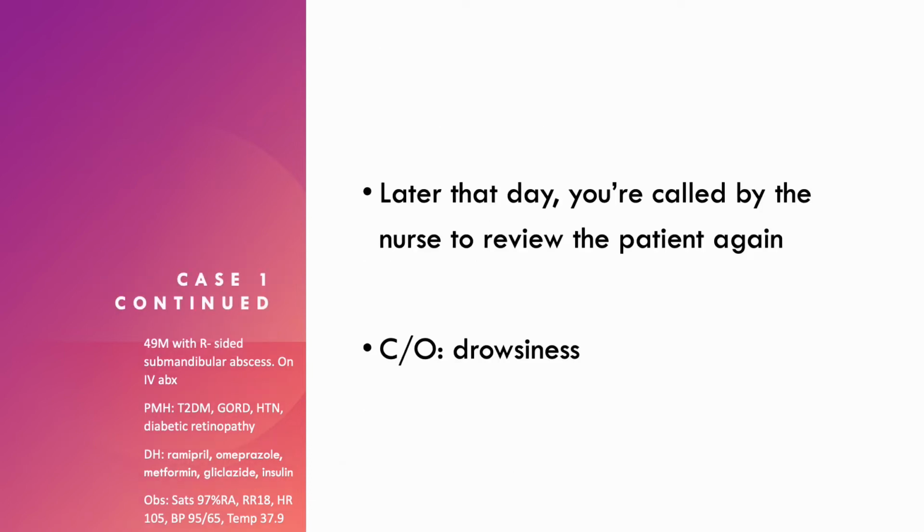Later that day, you're called again by the nurses to see the patient because they're complaining that he's drowsy. What do you think could be some potential differentials here? So you want to think about what's been going on. You can get an altered mental state in sepsis. The patient's also diabetic. Has the patient become hypoglycemic? You need to think about these sorts of things.